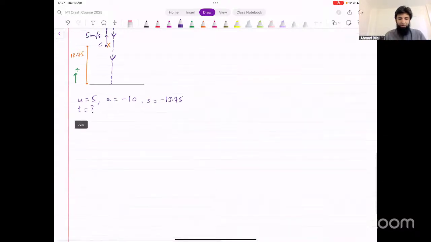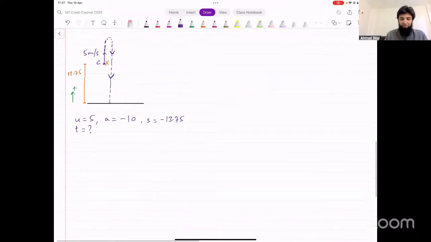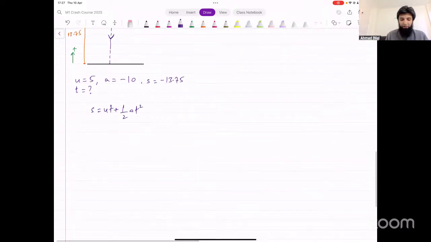And now we can use this equation, these four things, to find the time that it takes for C to hit the ground. Which equation do we use here? S equals ut plus half at square. And that gives us minus 13.75 equals 5 times t plus 1 over 2 into a, which is minus 10, into t squared. And that will give us the value for t. Let's see what this turns out to be. Minus 13.75 equals 5t minus 5t squared.